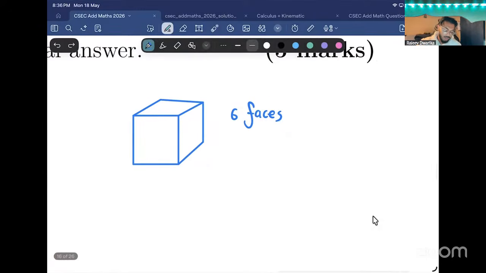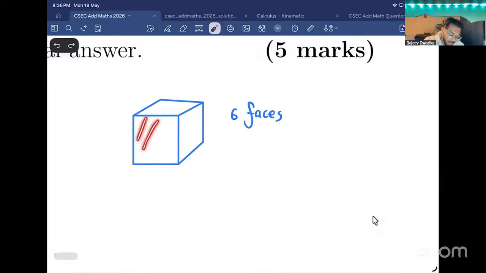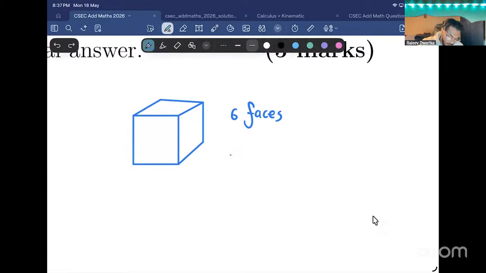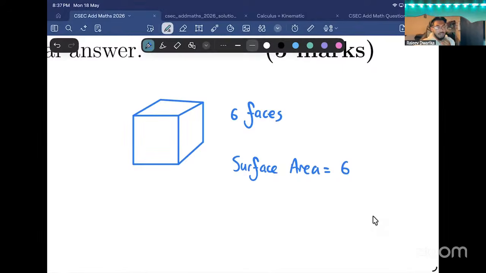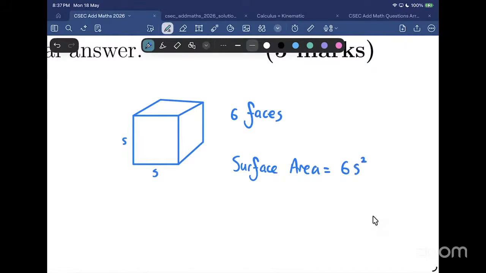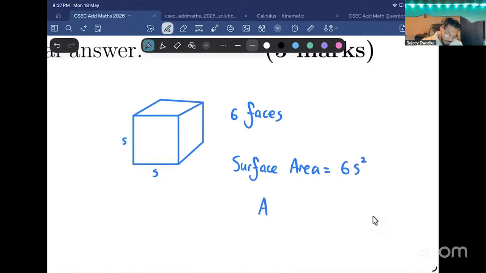Okay. And when we talk about surface area, we're talking about the combined areas of all the surfaces. If you have 6 surfaces and each surface is a square, then the surface area will just be 6 times the area of 1 square. And the area of one square will be side squared. Nice. So the surface area could be represented as 6s squared.